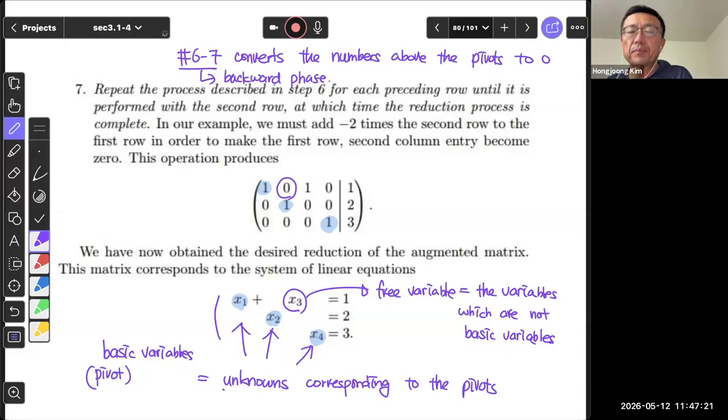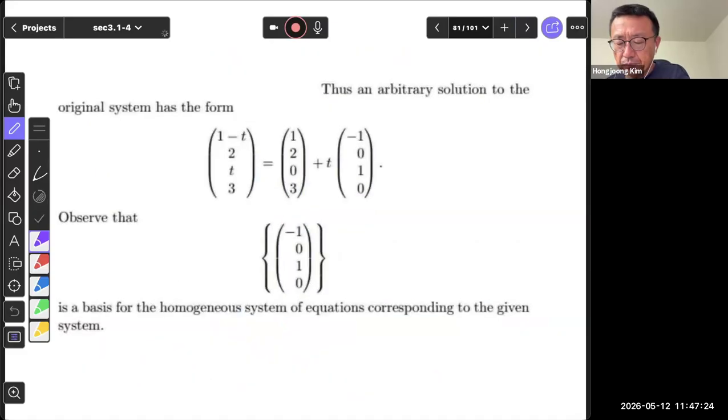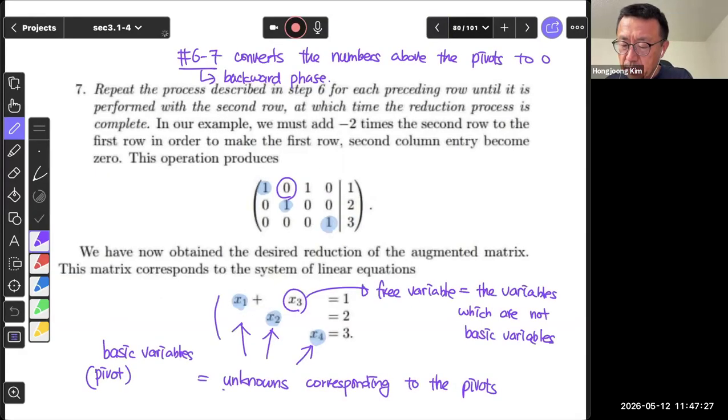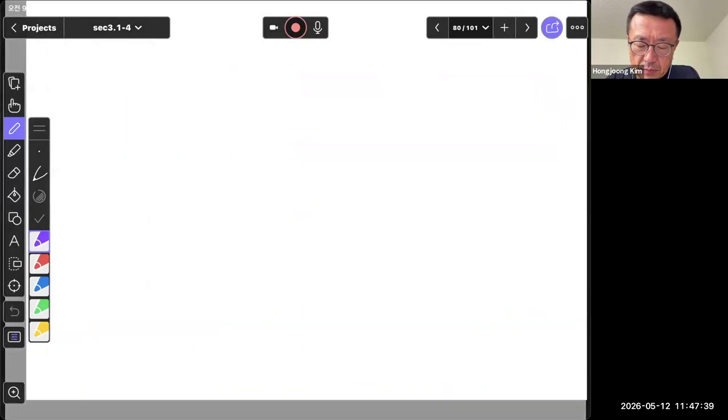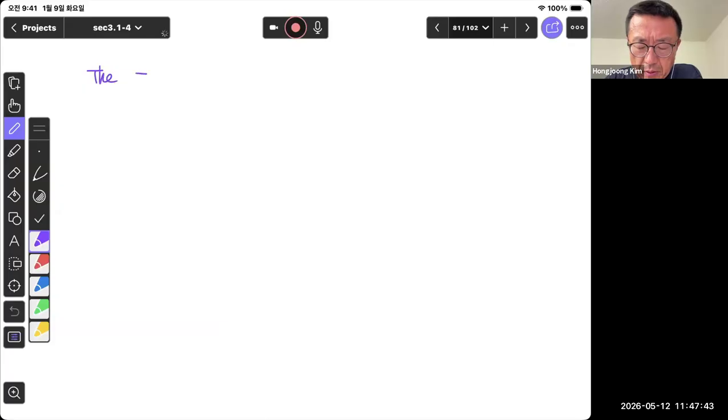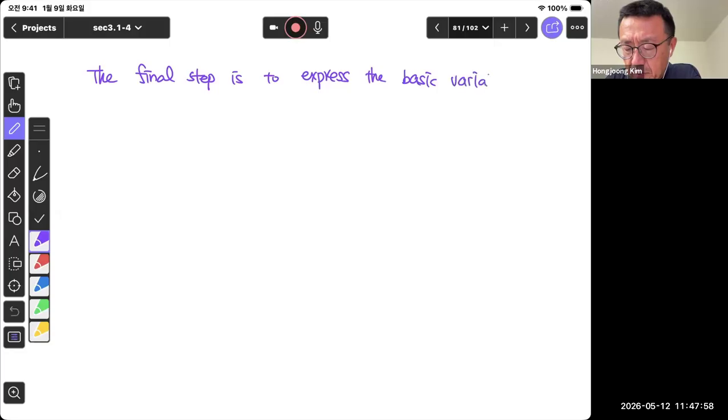Then the next step, the final step, is to express the basic variables in terms of free variables.